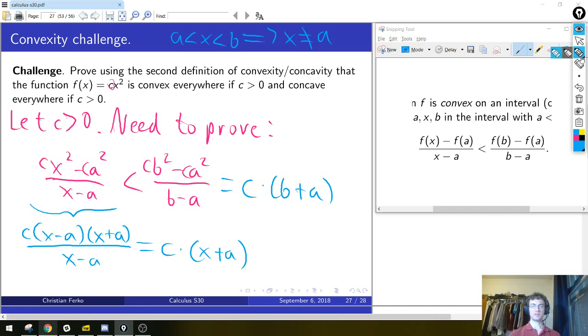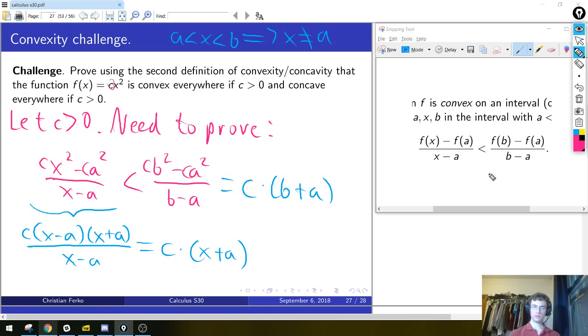Okay, so to complete the proof, which is to show that the bottom thing is less than the top thing, how do you argue that c times the quantity x plus a is smaller than c times the quantity b plus a? You need to show that x is greater than b? Less than b. Right, we want the bottom one to be less than the top. Right. So we want to somehow show that b is greater than x?